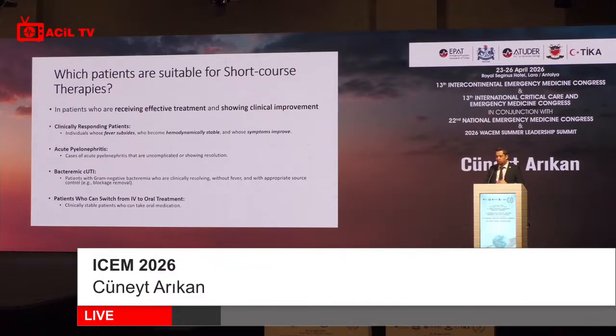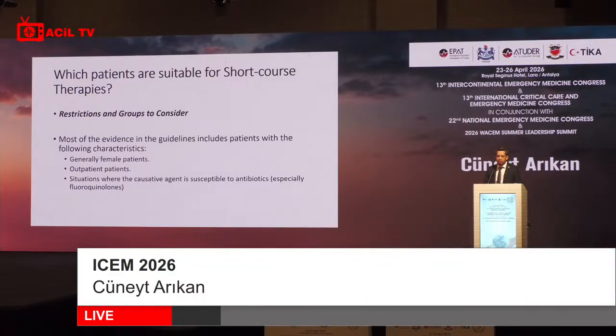Also, which patients are suitable for short-course antibiotic therapy? Patients who are receiving effective treatment and showing clinical improvement. What is the clinical response? Individuals whose fever subsides, who become hemodynamically stable, and whose symptoms improve. In acute pyelonephritis and bacteremia, some patients can switch from IV to oral treatment.